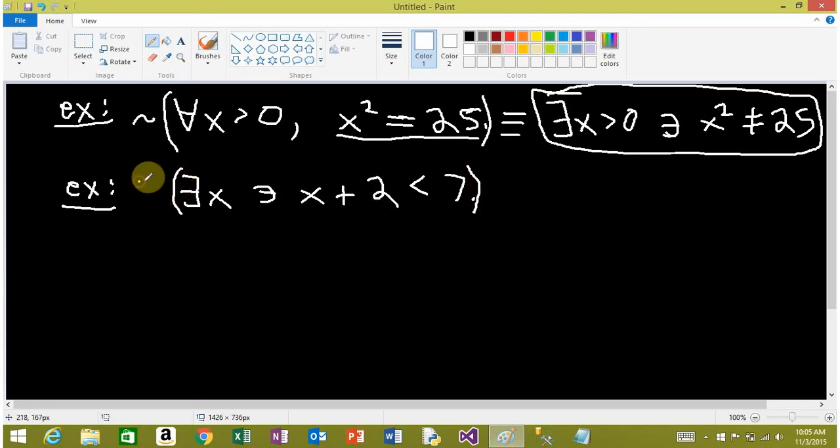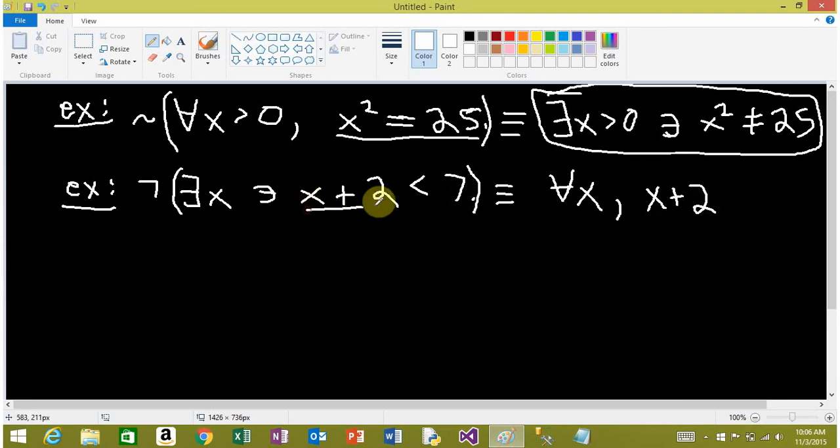So if we wanted to negate that, let's find something logically equivalent. The first thing we do is look at the quantifier, which is existential. So we turn that to a universal quantifier. So we say for all x, comma, and then we'll have x plus 2 being less than 7.